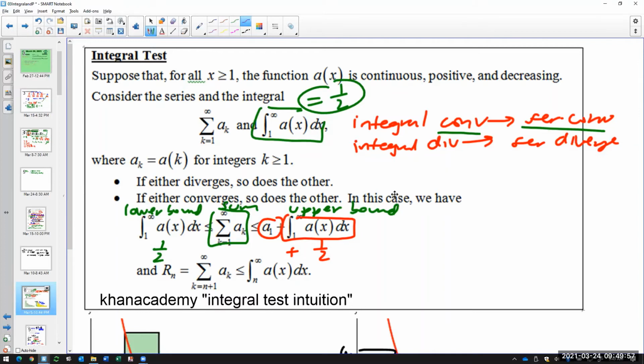The other thing you need to know about the integral test is that when you do this integral, your function, whatever this function is, must be 3 things. It must be continuous, it must be positive, and it must be decreasing.